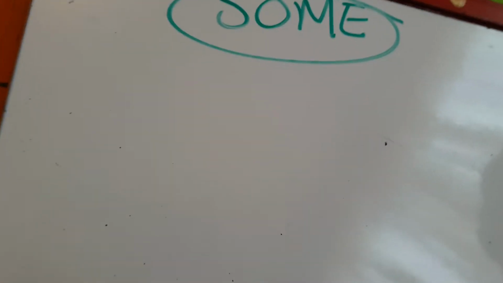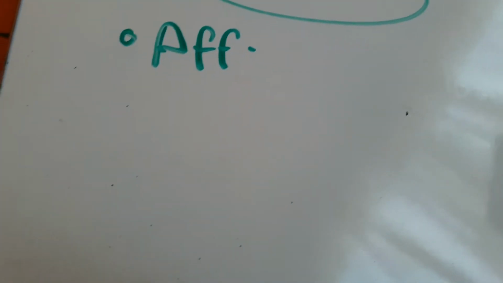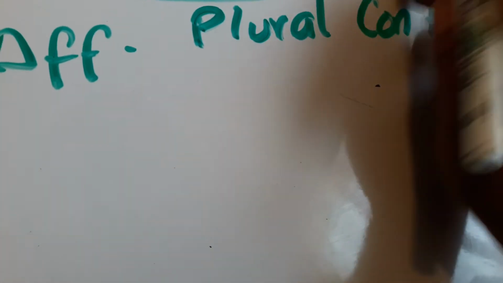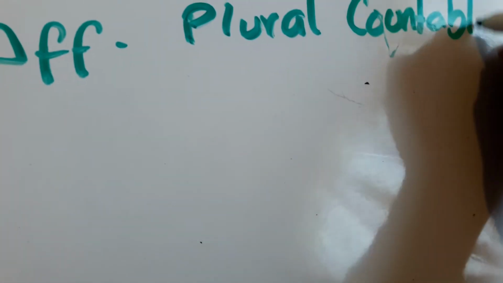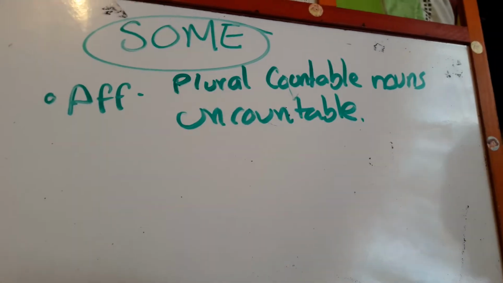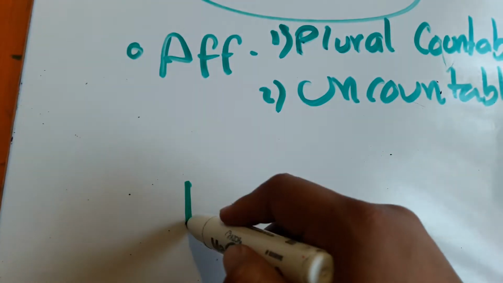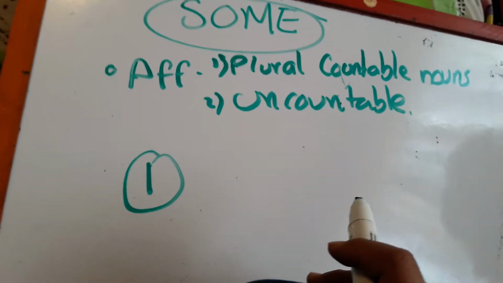Okay, so here we are going to use some in affirmative sentences. Okay, for countable nouns, plural countable nouns and uncountable nouns. Okay, plural countable nouns and uncountable nouns. So let's do an example here for one. Plural countable noun.